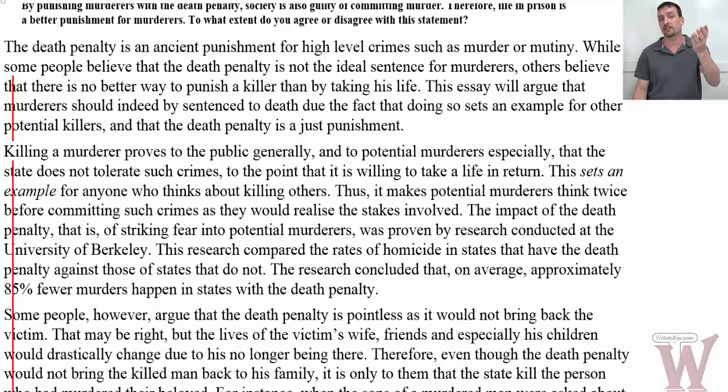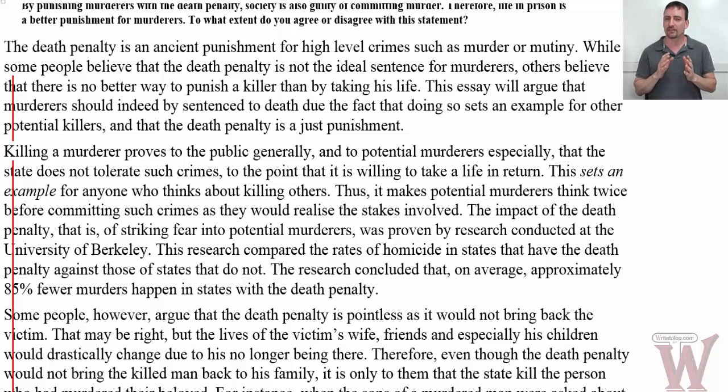Now, another thing to mention is "to what extent." "This essay will argue that murderers should indeed be sentenced." That word "indeed" answers the question, to what extent. So that's a very good point. It's a very good word. You should use it as well. So he's answering to what extent, and he's giving an opinion very clearly. "Should indeed be sentenced to death due to the fact that doing so sets an example for other potential killers, and that the death penalty is a just punishment." So here's what his belief is. Here are his two general reasons, very clear and to what extent. All good, right?